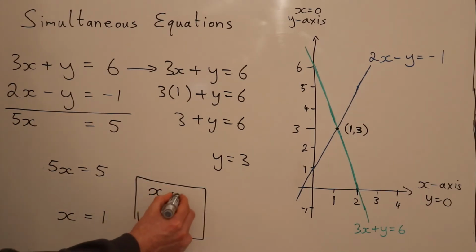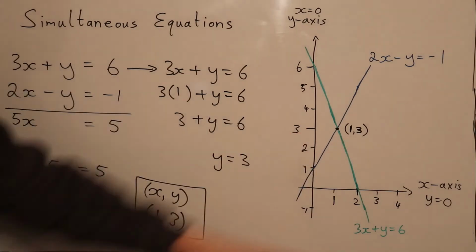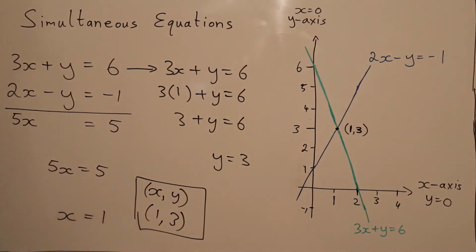So our x, y is 1, 3. Just like in our graph. So we could see the solution from the very start, and we can confirm that that's the correct solution.